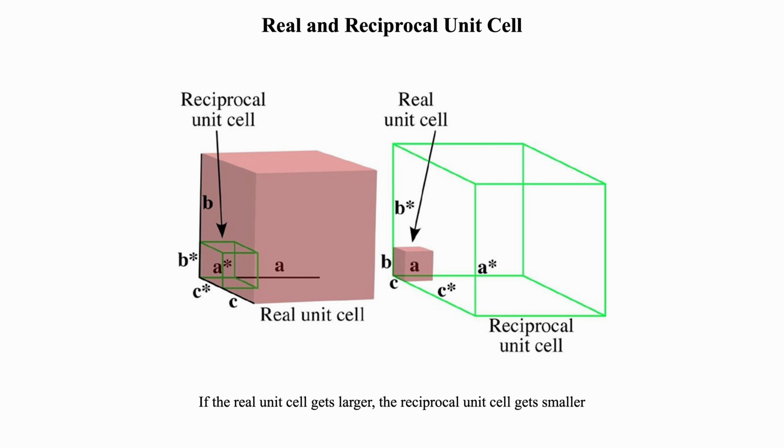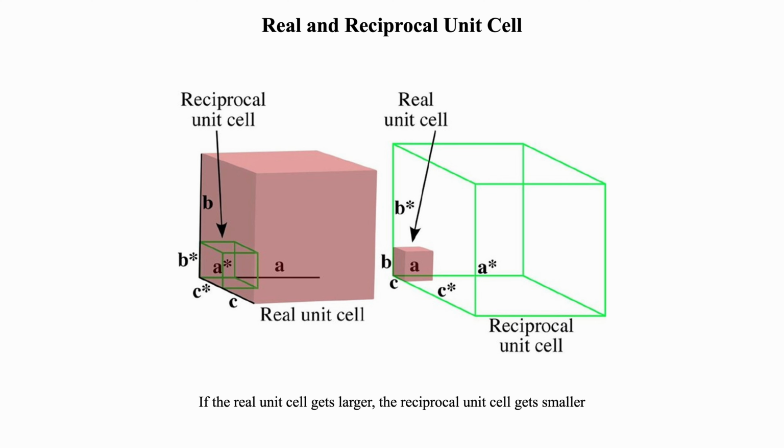The dimensions and angles of the reciprocal unit cell are derived from those of the real unit cell, but they reflect the spatial frequencies rather than actual physical distances. So let's take a closer look at their relationship.